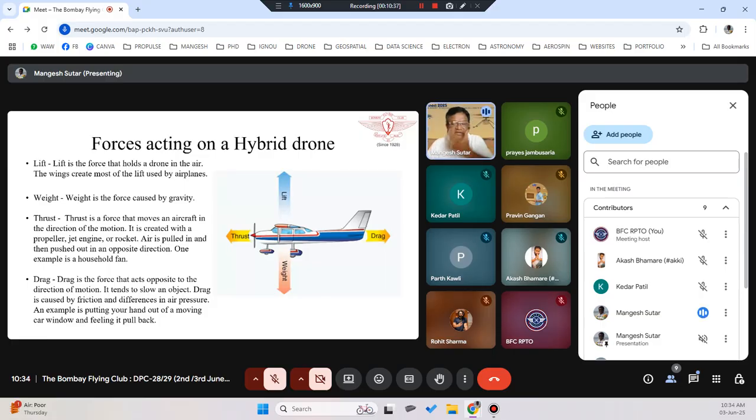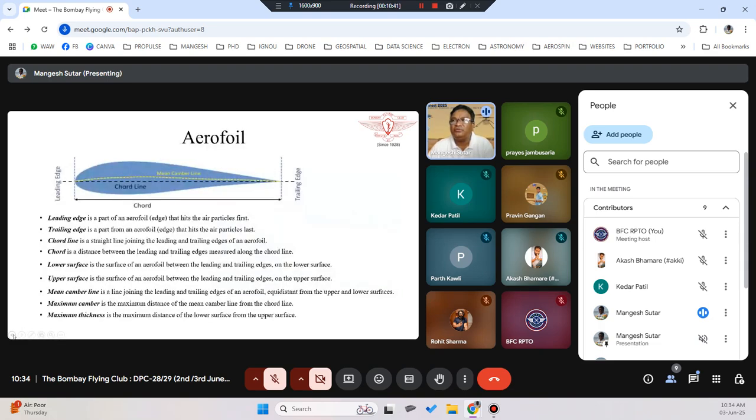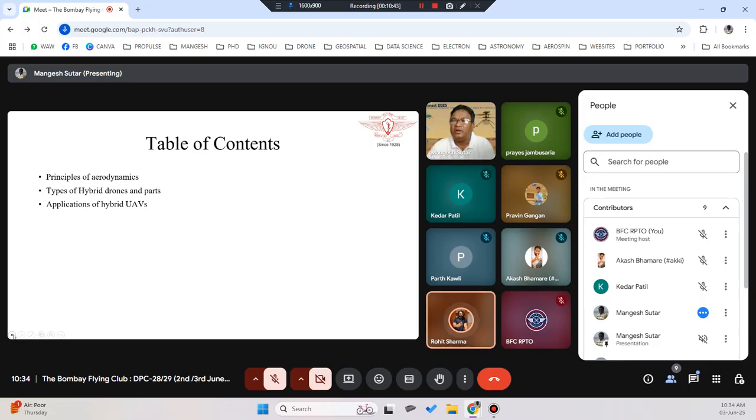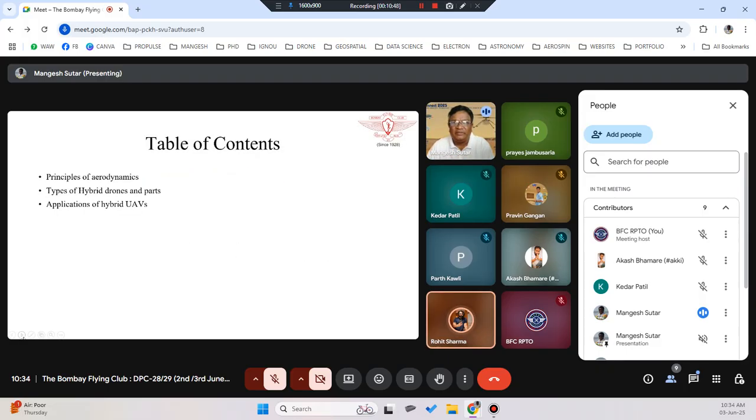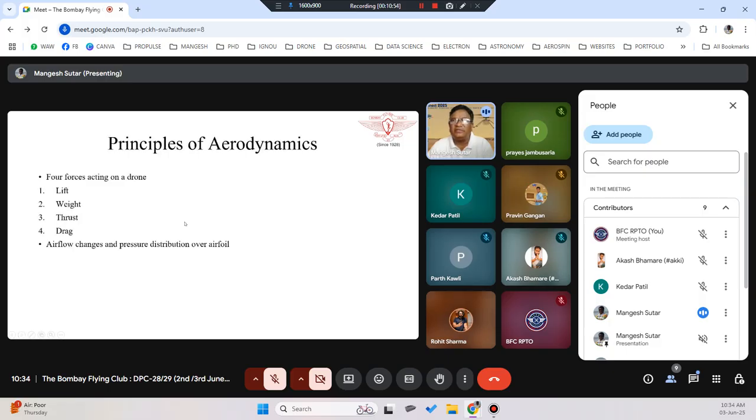So Rohit, we just started. We were just talking about a couple of slides about the hybrid drones. We just talked about hybrid drone operations and the principles of aerodynamics, then the types of hybrid drones and parts, and then we'll talk about applications. We were just revising since it's similar to your fixed wing: lift, weight, thrust, and drag.